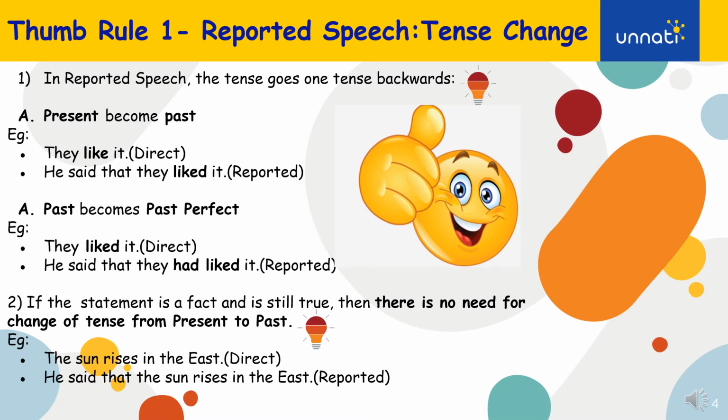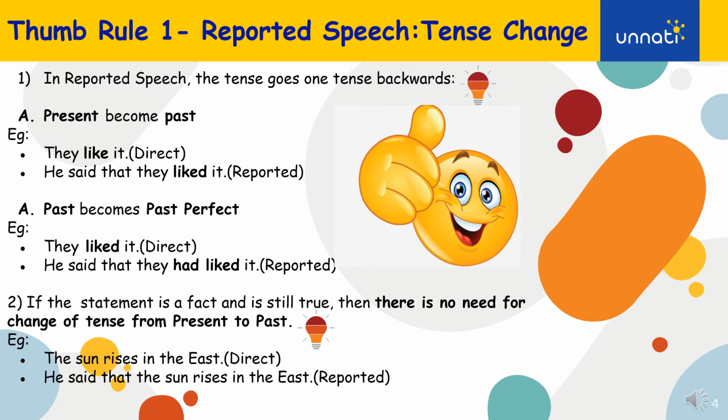Okay, so now that we understand what reported speech and direct speech are, we will look at how to convert from direct to reported speech and what rules need to be followed. So there are certain basic rules while we change from direct to reported speech. Thumb rule number 1, tense change. In reported speech, the tense goes one tense backwards. So in whatever tense the direct speech is, in reported speech, it'll be one tense backwards.